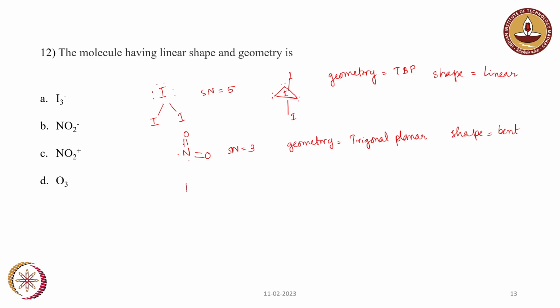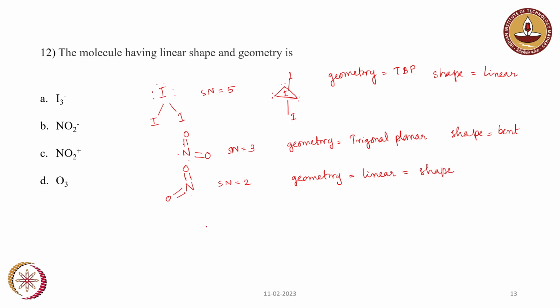And next one is NO2 plus. One electron is missing, so valence electron will be total of 4, and it has two oxygens and no lone pairs present. So steric number is 2. Since there is no lone pairs, it will be a linear shape. So geometry is linear, and it's the same as the shape.